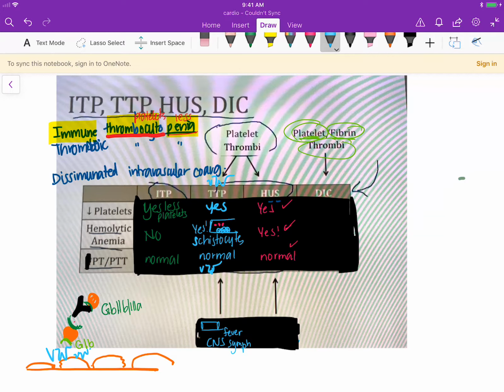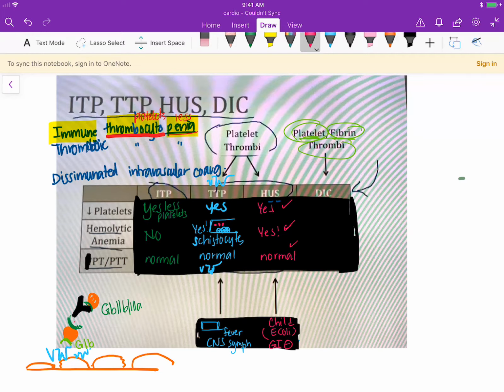Versus HUS, it's usually a kid, a child, due to E. coli. Remember that there's a toxin in E. coli that can cause hemolytic uremic syndrome. Basically, the toxin attacks all the capillaries in the glomerulus in the kidney, and then eventually, as the red blood cells pass through, they get hemolyzed. So it's usually a child, and it's usually a GI illness like diarrhea and stuff.